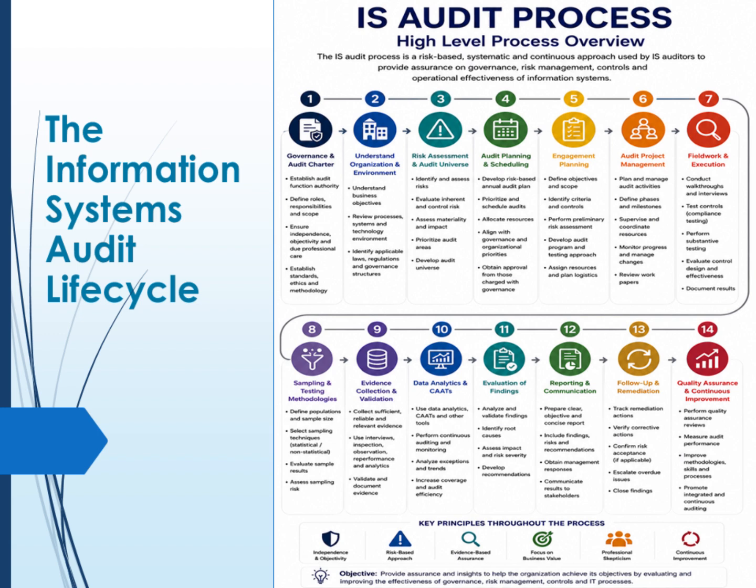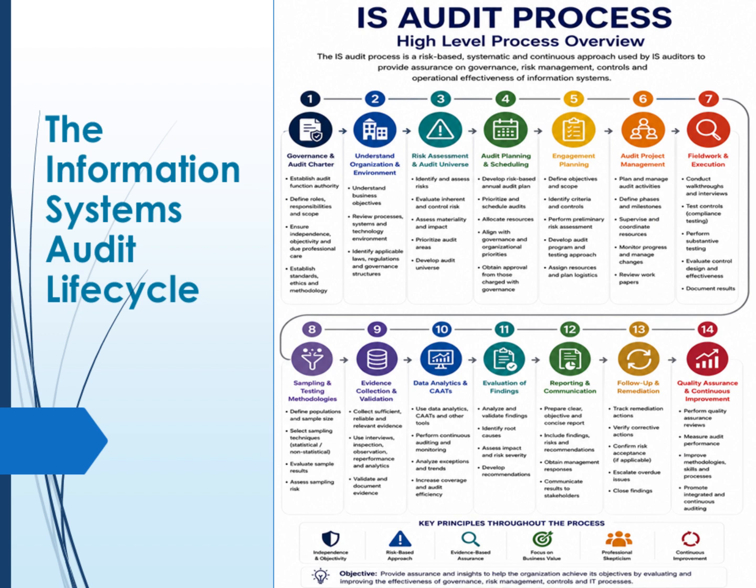To improve efficiency and coverage, auditors apply sampling methodologies, evidence collection techniques, data analytics, and computer-assisted audit techniques, often referred to as CAATs. Once testing is complete, auditors evaluate findings, identify root causes, assess business impact, and develop recommendations. The results are formally communicated through audit reporting and stakeholder communication, including findings, risk ratings, recommendations, and management responses.